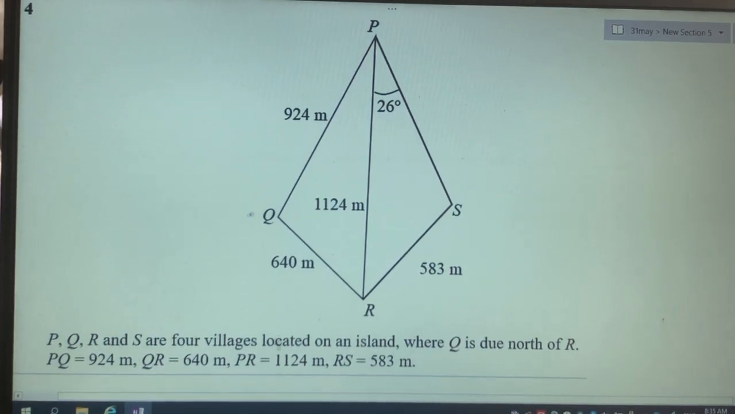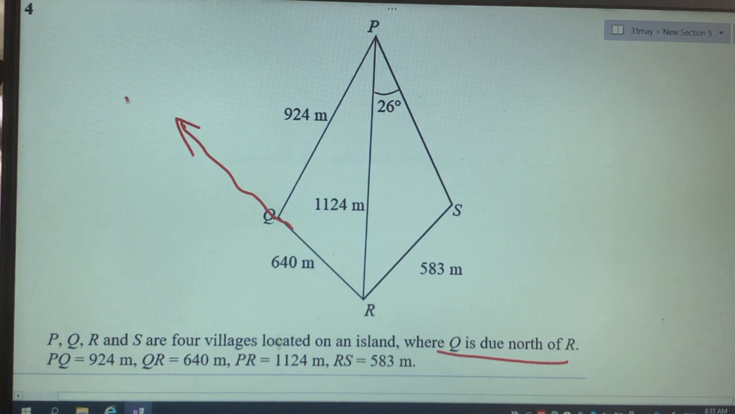Now, there are four villages, PQRS. These are all villages. That means they're all flat on the ground, okay? And you must be very careful here. Q is due north of R. Q is north of R. That means this is the north direction.